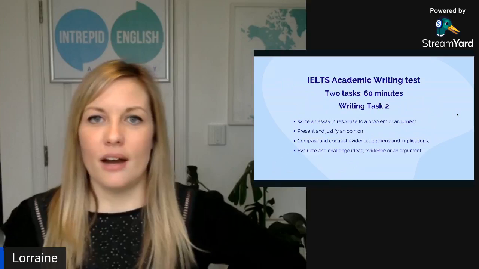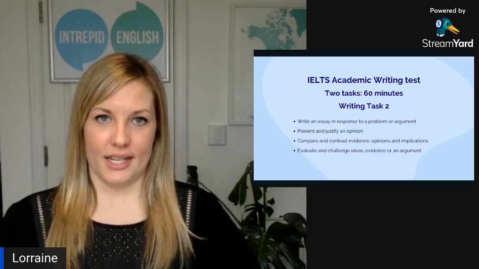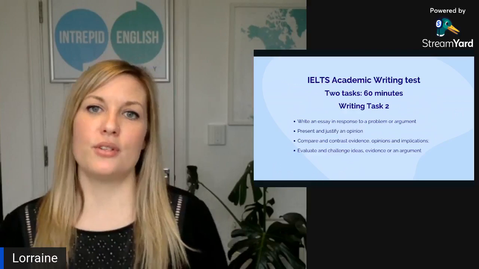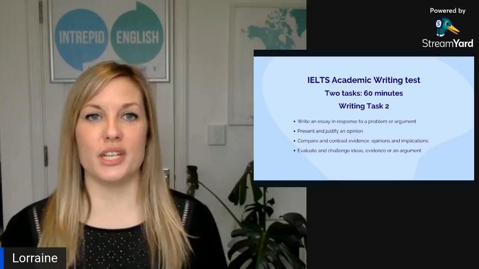So let's take a look at the slides that I've got prepared for you today. The IELTS academic writing test takes a total of 60 minutes. So you've got writing task one, which is 20 minutes, and writing task two, which is 40, but you can manage your own time.